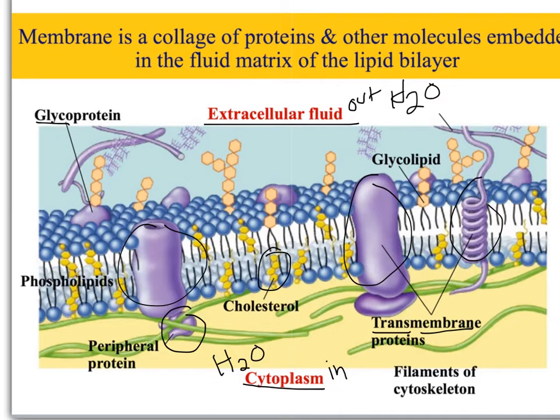Glyco, hopefully you'll remember that from our macromolecule unit when we were talking about glycogen. So this is the carbohydrate attached to a protein, and I mentioned in class how this is used for cell-to-cell signaling. So lots of different parts of this mosaic.